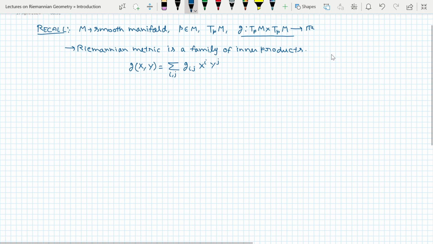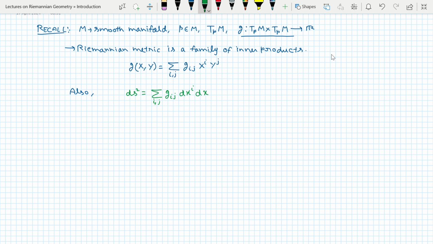Now, this is another point to note: this is also written as the line element, which is ds squared equals the summation over i comma j of gij dxi dxj. So this thing is called the line element. This gives you the Riemannian metric.